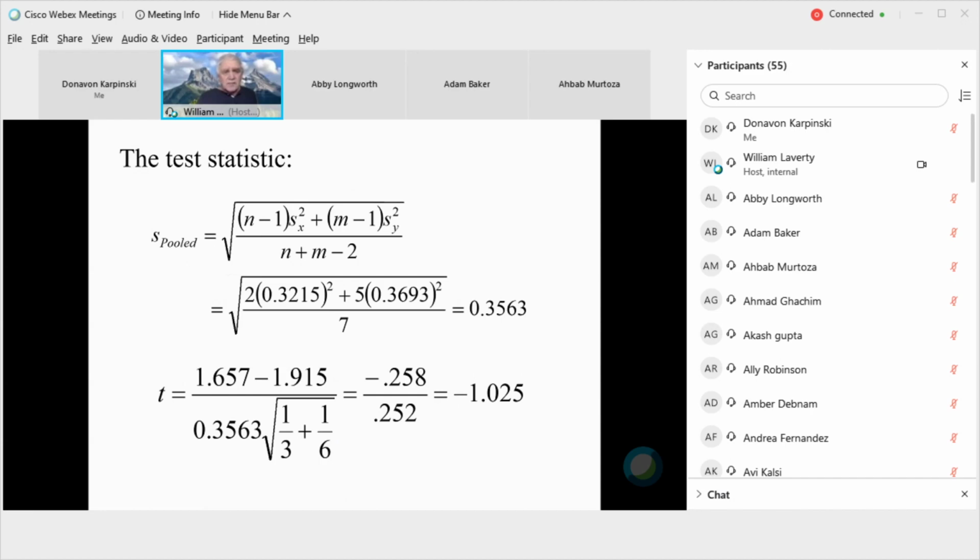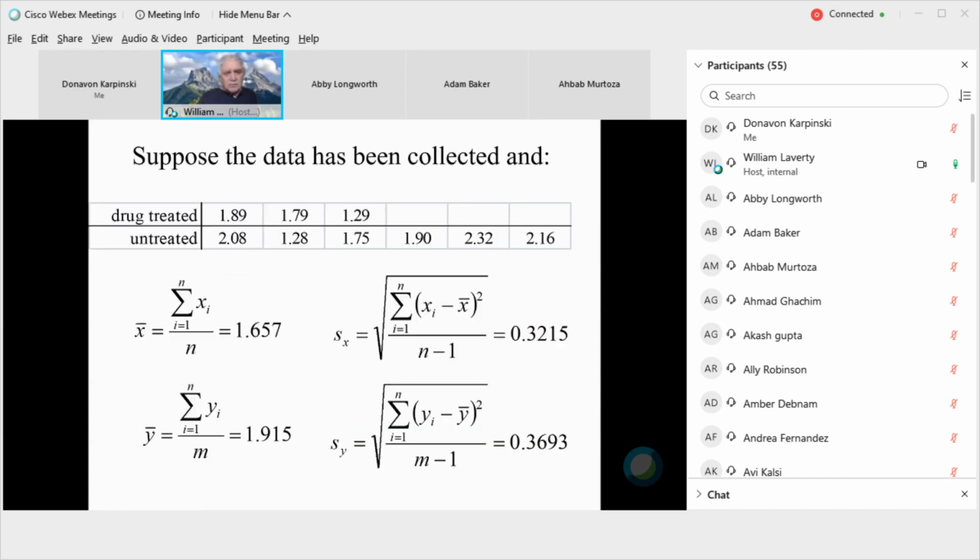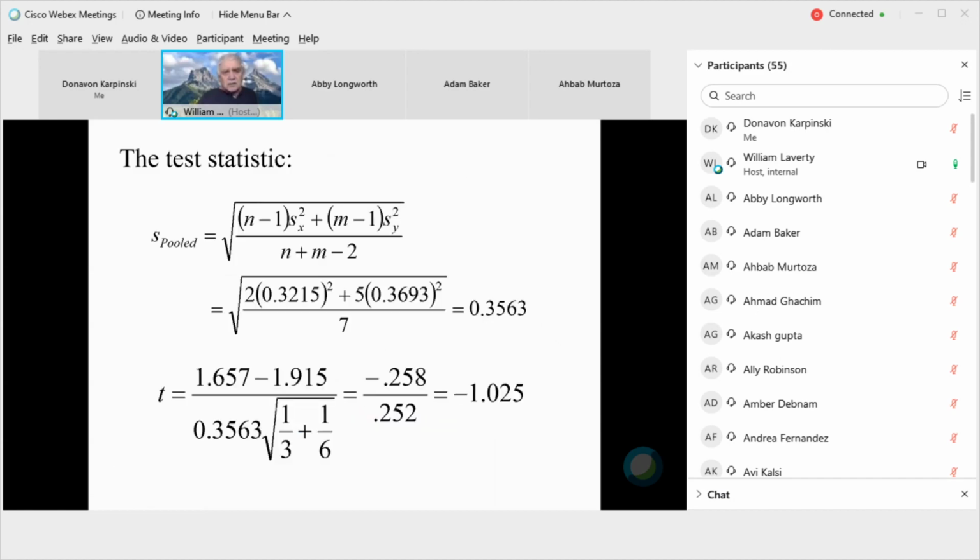The pooled estimate of variance: both SX, which is 3.215, and SY, which is 3.36393, are estimating a common value sigma. This is how you combine them to get the best estimate of sigma. It's somewhere in between the 2 values here. So that's the number that goes in the formula for the T statistic. The T statistic turns out to be minus 1.025. We expect it to be negative if the drug treatment was smaller than the untreated ones.